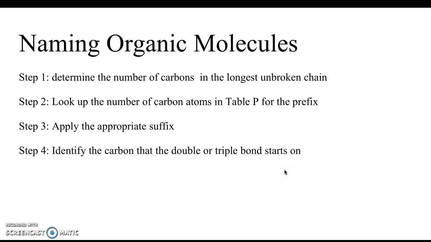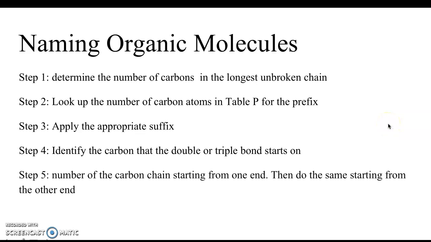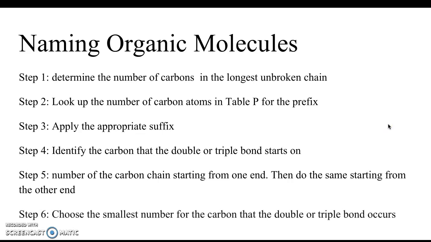Identify if there's a carbon that has a double or triple bond and what carbon it starts on. In order to determine what number to use, you number the carbon chain starting from one end and then do it from the other end, and you're going to use the smallest number for the carbon that the double or triple bond occurs on.